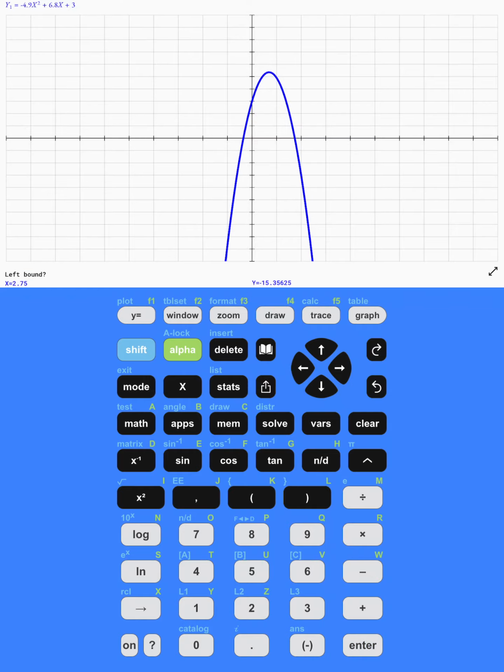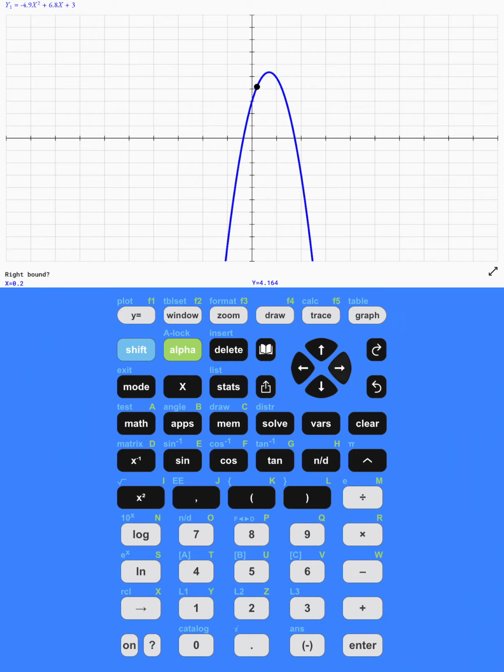And you're going to move your cursor left or right until you locate it. Now, this is approximately where our vertex is, but the calculator doesn't know how to get that. It wants you to restrict and give it an approximation of what values are around it. So it's going to say, what is the left bound? Well, the left bound is the left side of that vertex. So anywhere here is your left bound. I'll press enter for my left bound.